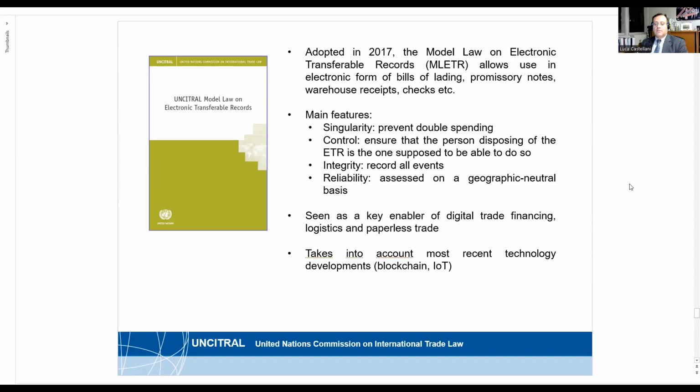These documents, because of the challenges they pose, have always been seen as a stumbling block. And so by removing that stumbling block, this model is really seen as a key enabler of digital trade financing, logistics, and paperless trade. It is also quite modern, as it takes into account certain technological developments, such as dynamic information generated by objects, or the use of distributed ledger technologies such as blockchain.